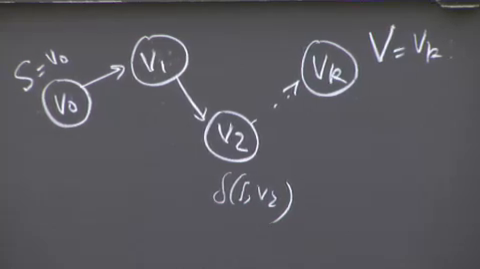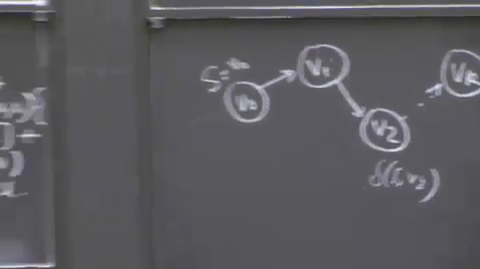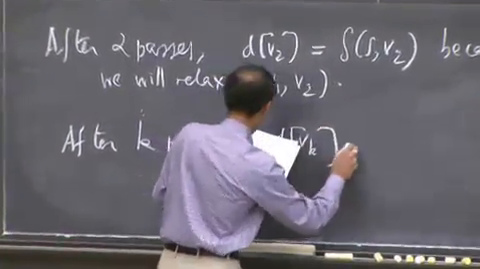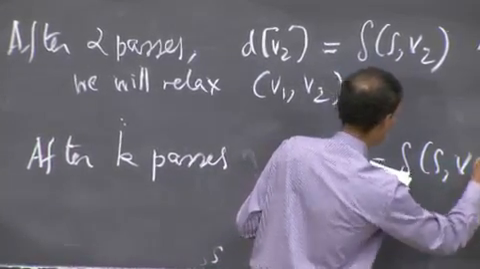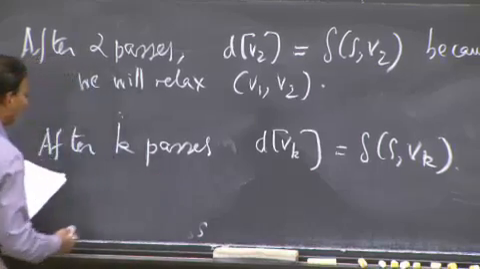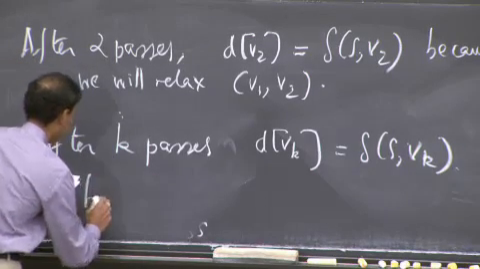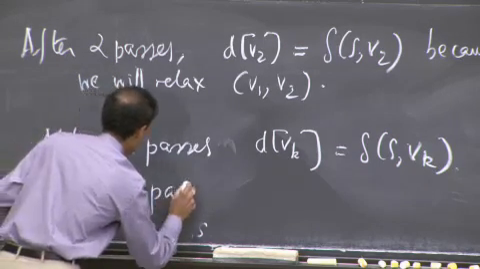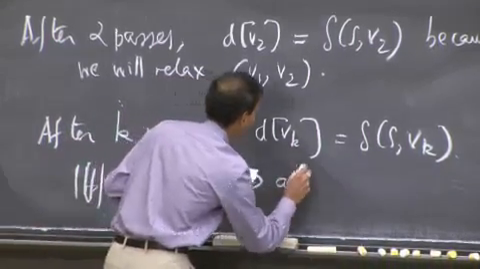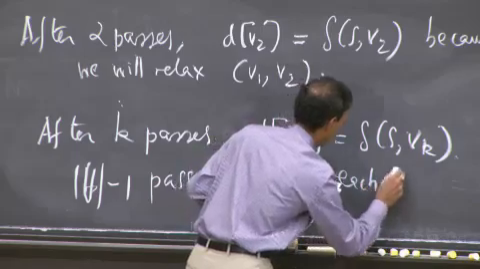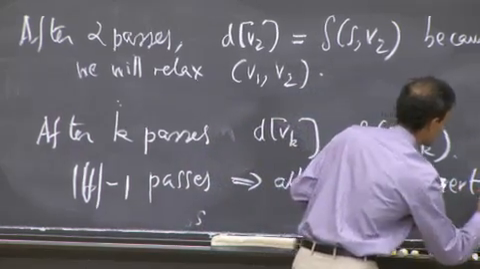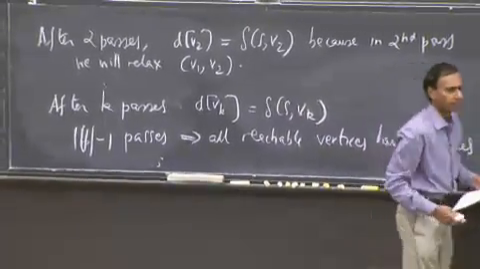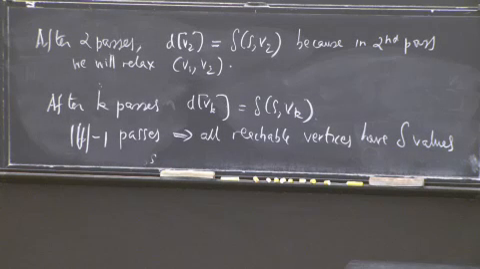So after K passes, we have dVK equals delta S VK. And since I run through V minus 1 passes, which is what I do in the algorithm, all reachable vertices have delta values. Right? That's basically it. Any questions?